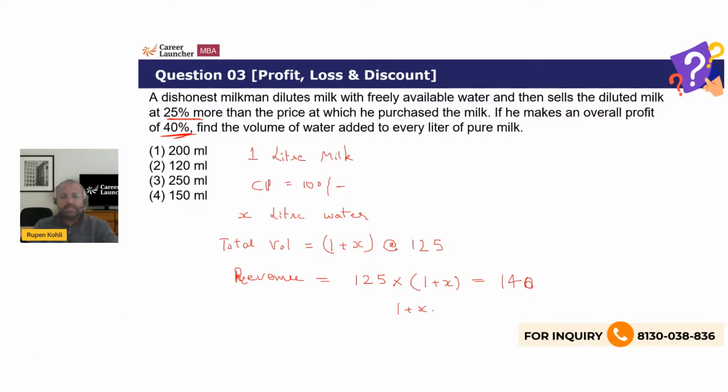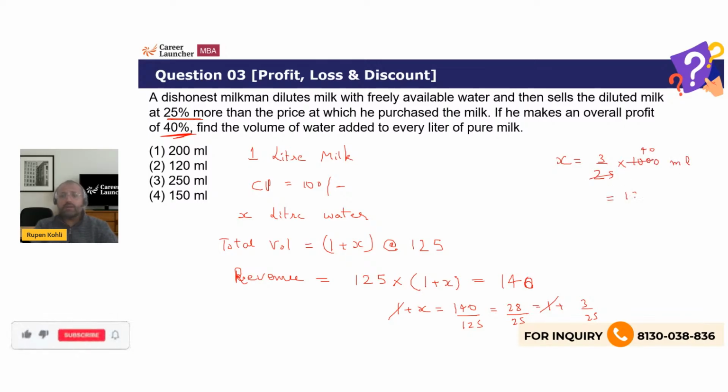So I'm getting 1 plus x to be 140 by 125, which is 28 into 5 by 25 into 5. 28 by 25 is 1 plus 3 by 25. So 1 cancels, x is 3 by 25. I told you x will be in fraction. So in terms of ml, x is 3 by 25 liters into 1000 ml. Right, 25 into 40 is 1000. So this is 3 into 40. This is 120 ml. So that's my answer, second choice, right?